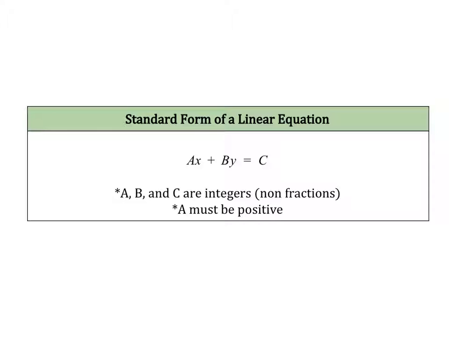So a few things to point out that are very specific for standard form. A, b, and c are all going to be integers, meaning non-fractions, and a will always be positive. B and C might be negative, but A will always be positive. So you'll notice that this does look quite different from our slope-intercept form of y equals mx plus b. So how do we graph something that looks like this?